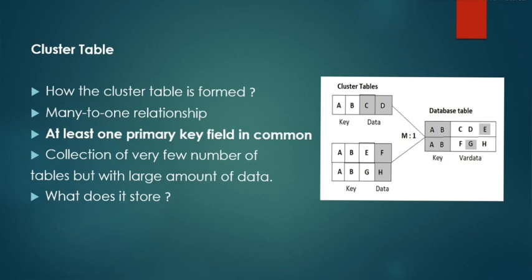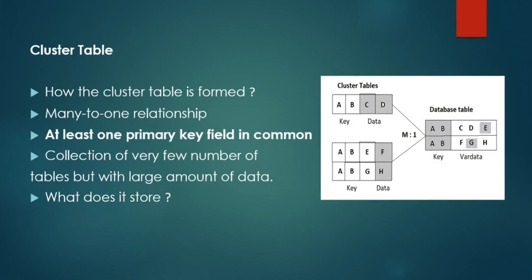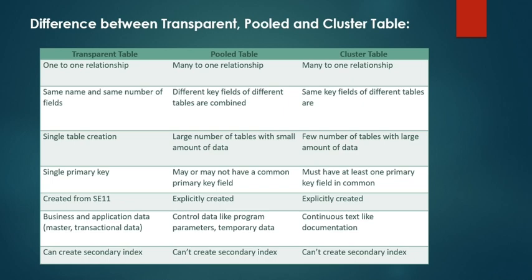Now the difference between all three types of database table. First one is the transparent table, second one is the pool table, third one is the cluster table. So transparent table has a one-to-one relationship, but pooled and cluster tables have a many-to-one relationship. Transparent table has the same name and same number of fields as that of the database table. In case of pool table, different key fields of different tables are combined to form the pool table. In case of cluster table, the same key fields of different tables are combined to form the cluster table.